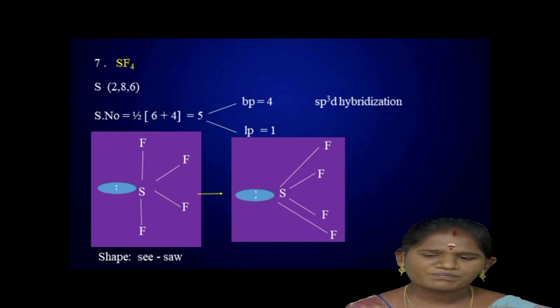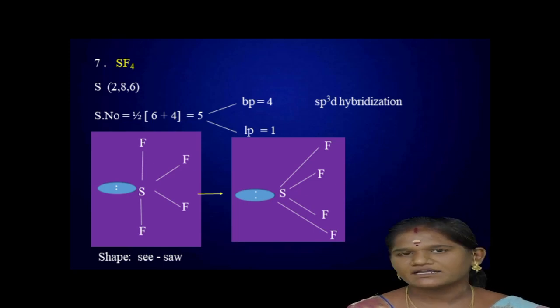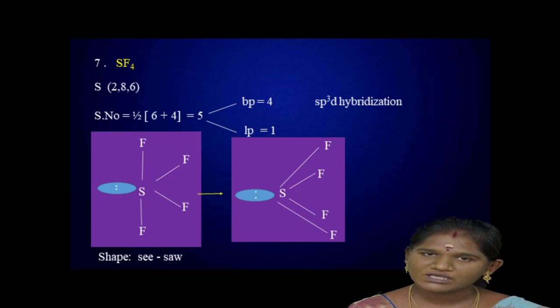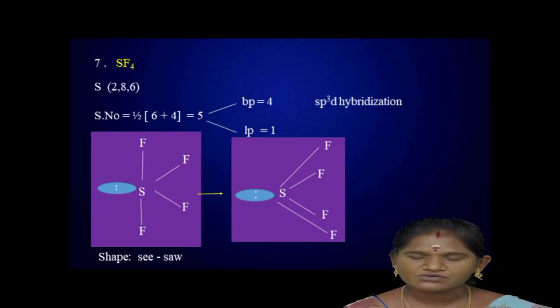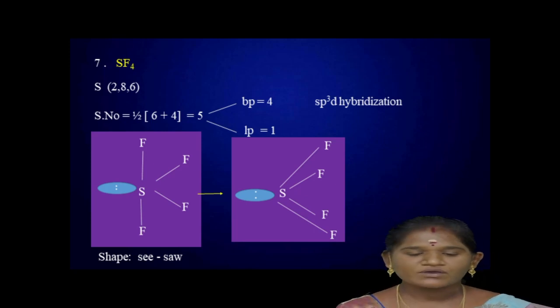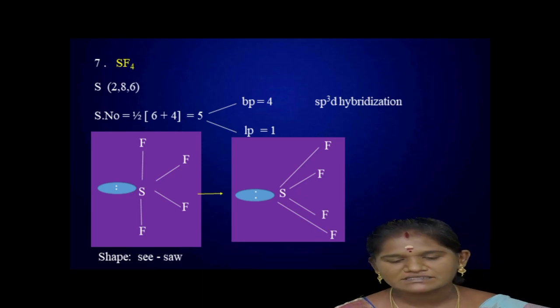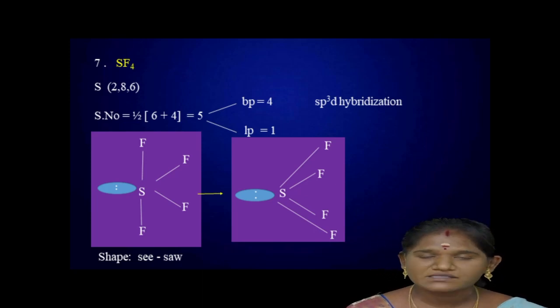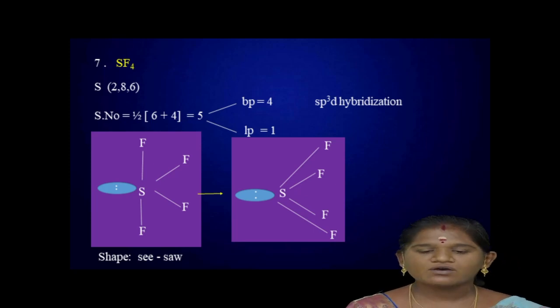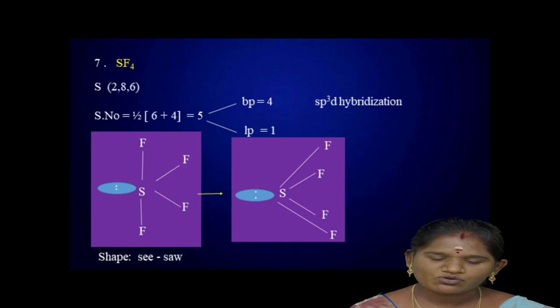Okay, so to predict the geometry of this compound, we can use another rule, that is Bent's rule. So according to Bent's rule, in the trigonal bipyramidal geometry, the lone pair of electrons goes to the equatorial position, whereas the highly electronegative atom goes to the axial position. So this is Bent's rule. By using this rule we can predict the geometry of this molecule. Here there is 1 lone pair of electrons on the sulfur atom. So according to Bent's rule, it occupies the equatorial position.